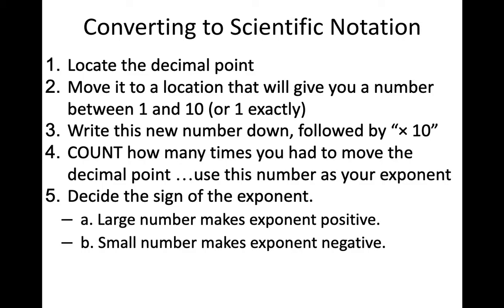Write this new number down, followed by times 10, our base. We want to count how many times you had to move the decimal point, and use this number as your exponent, the superscript. Finally, we need to decide the sign of the exponent. A large number makes an exponent positive, and a small number makes an exponent negative.